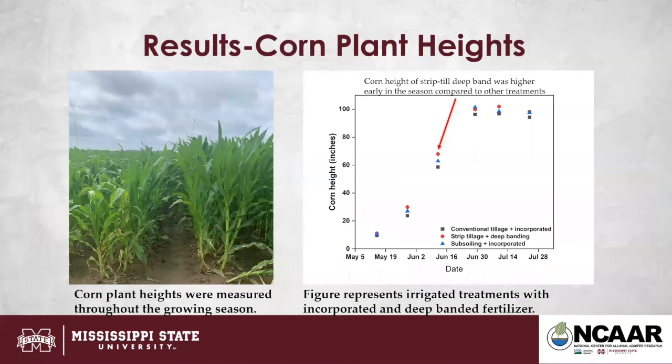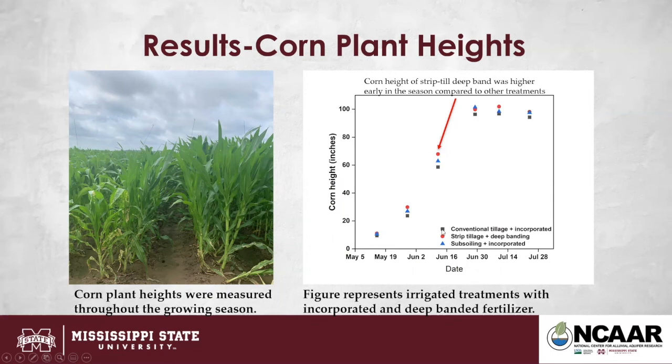Moving on to our results. So the first results are our corn plant heights, and this picture shows a clear difference in how the corn plant heights were different early in the season. And this figure right here shows the dates on the x-axis and corn height on the y-axis, and corn height goes up in inches from 0 to 120 inches, and there are three treatments listed in this figure.